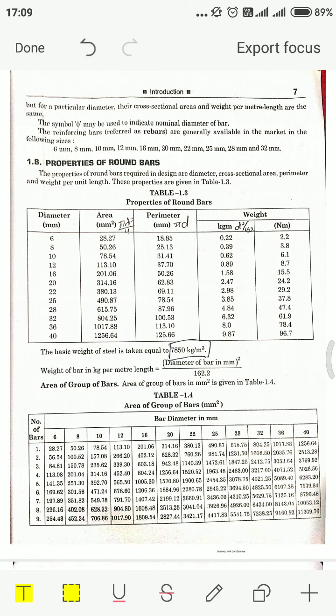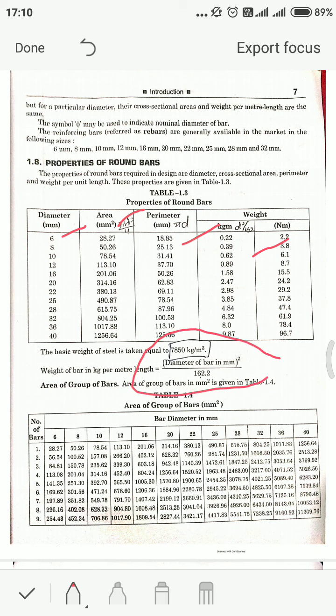So these are the properties of the round bars. These are the diameters. The area we can find out with pi d squared by 4, and the perimeter of all the diameters of the bars we can find out with pi d, and the weight per meter length of different diameters of bar we can find out by d squared by 162.2. This is the formula. The basic weight of steel is taken equal to 7850 kilograms per cubic meter.